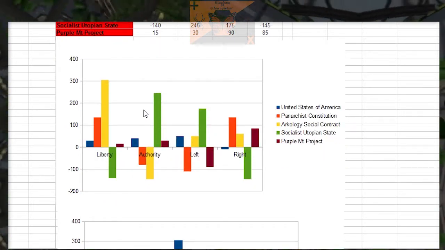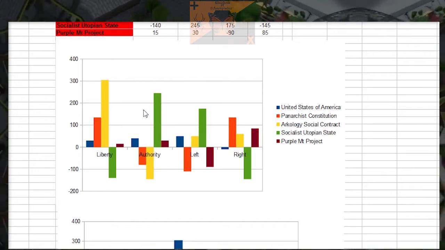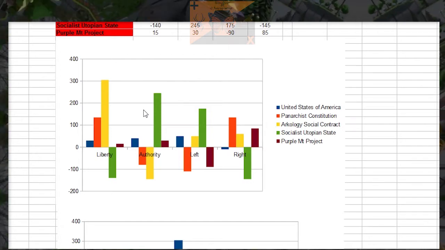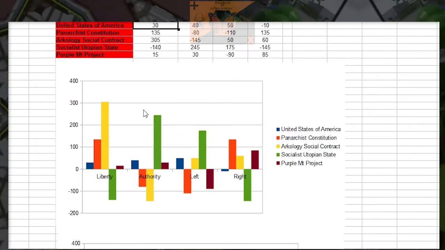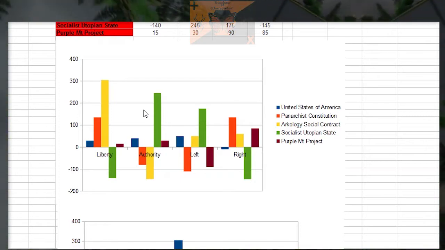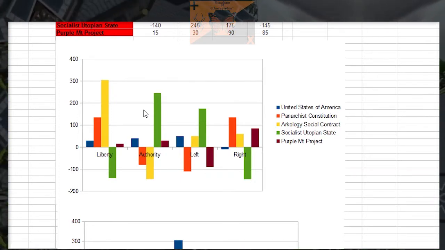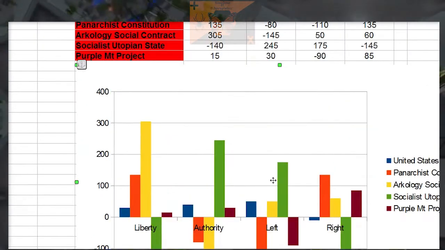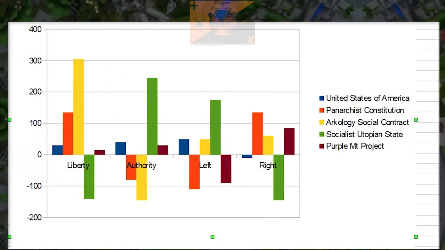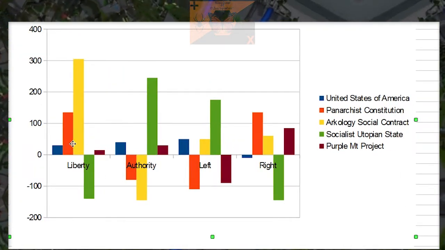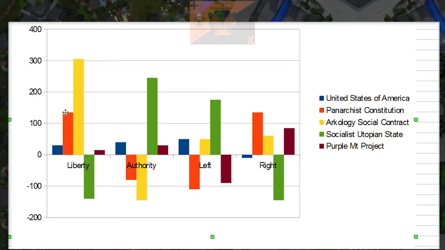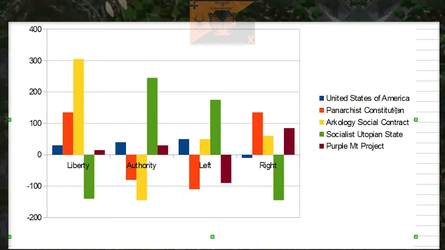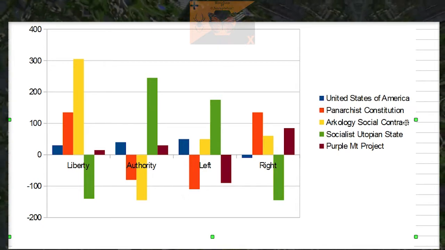In theory, this is such a beautiful thing. This is such a powerful concept that you could look at a constitution and numerically quantify the constitutional features and then compare them to other constitutions. This is a powerful, powerful set of data. Really, really incredible. Let me zoom in a little bit for you. There you go. That's better. So the panarchist coming in second, which makes total sense. But it's shocking that the arcology social contract has more liberty than the panarchist because it has more law.